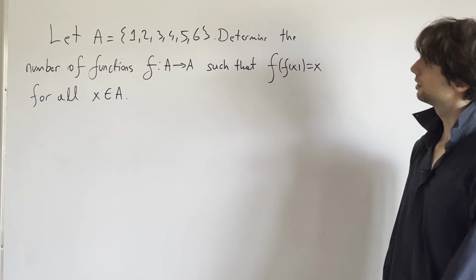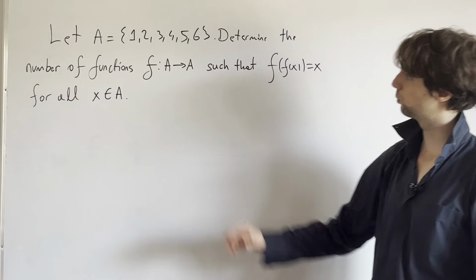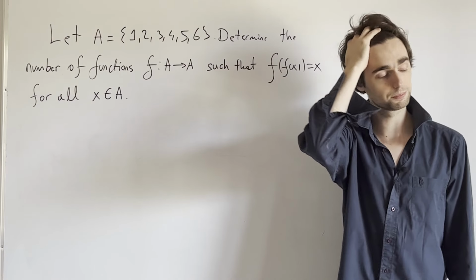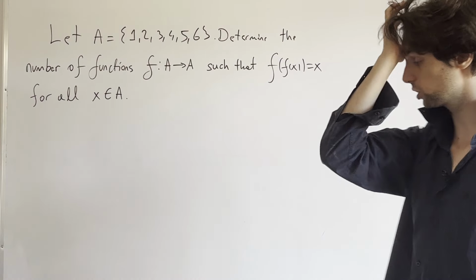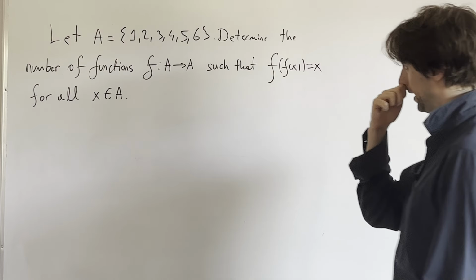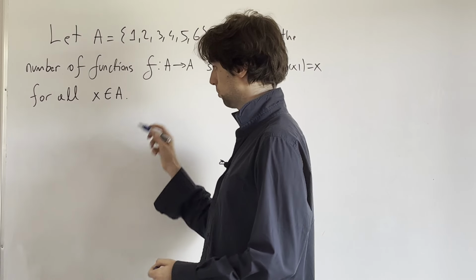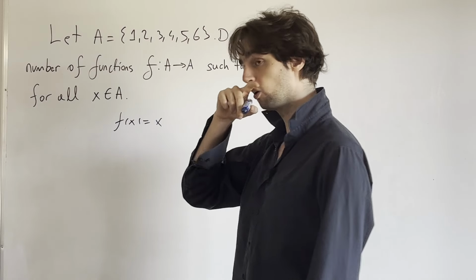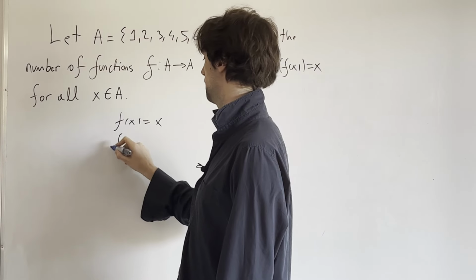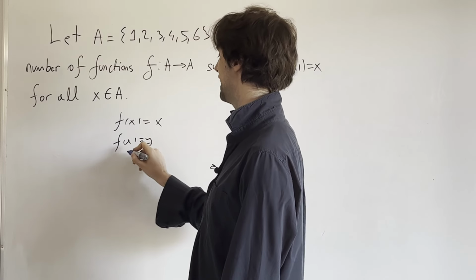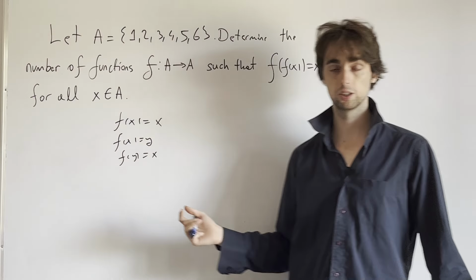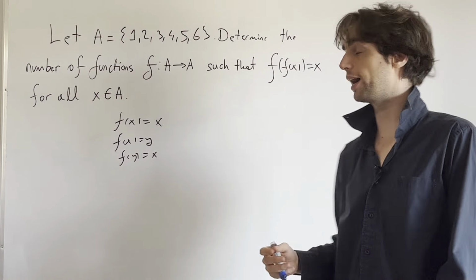So, find all functions from the set 1 through 6 to 1 through 6 such that f of f of x is equal to x, for every single x. So we have one of two options for every x, right? We can have either f of x is equal to x, or we can have f of x is equal to y, and then f of y is equal to x. And this also satisfies the condition for both x and y.